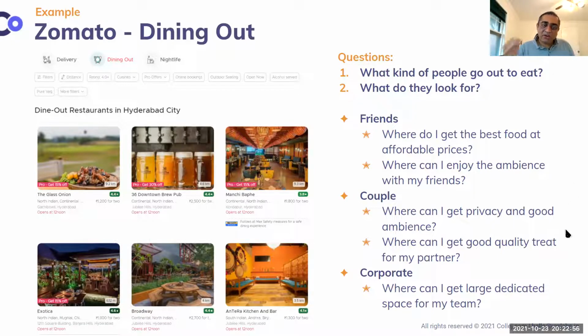Now, the next thing you are looking at is, between these different personas, friends, couples, and corporates, what are the differences between these groups, and what are the similarities? Because when you create a product, you're not creating three different Zomato dine-out experiences. At the end of the day, you're still creating one product. So what you really have to understand from the persona is what is the same and what is different, so that you can start building out that one single experience. Okay, let's go to the next slide.